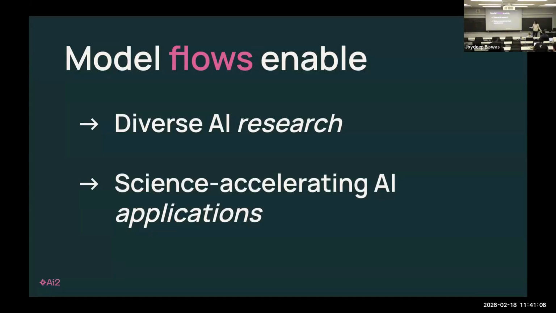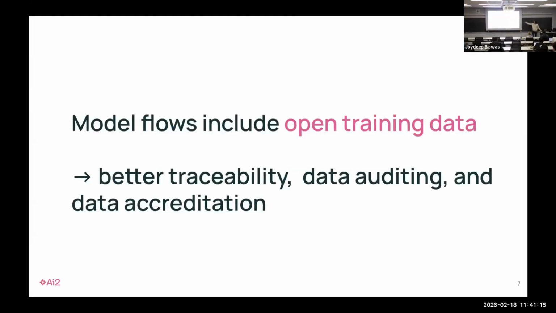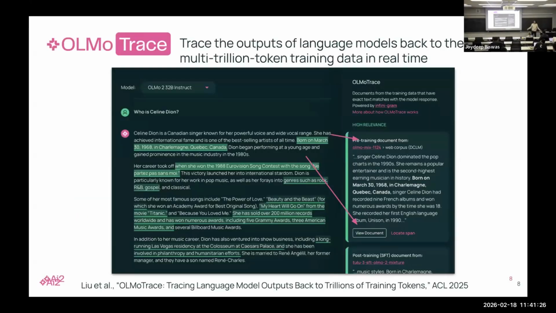Well, we care about this because it enables diverse AI research, which I won't talk about a ton today. We don't need to know what kind of AI research we're doing, but an example is, if you're sharing the data, then you should be able to audit the data that's used in training these models, enable better traceability, and build applications or research tools such as this tracing tool, where in real time, as the model is generating, we can trace any generations back into the training data, because we built a giant index of all the training data. So you can enable things like this.